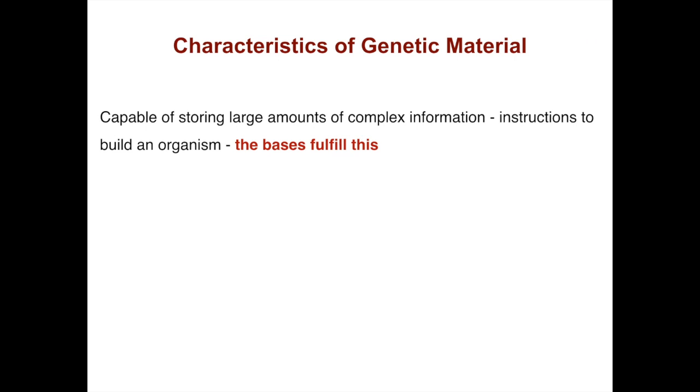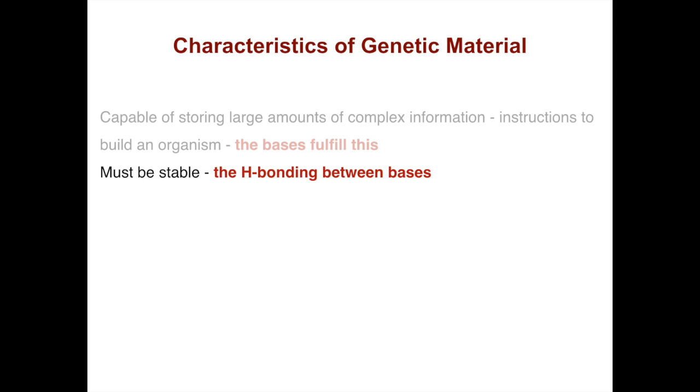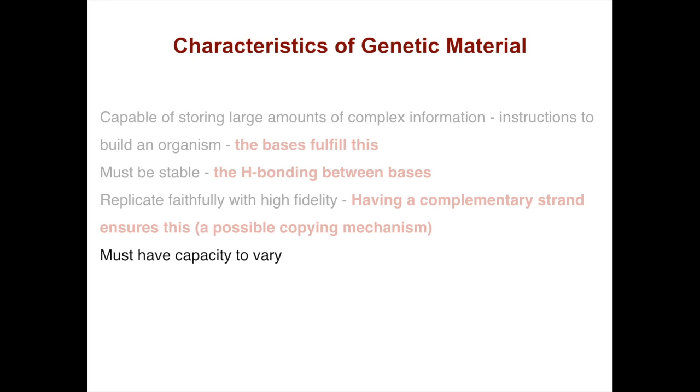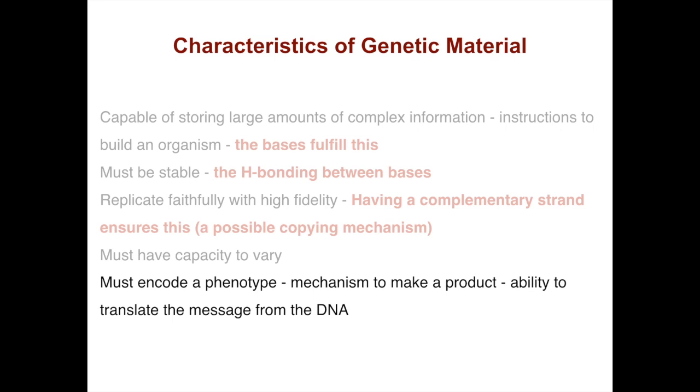So how does DNA fulfill all the characteristics of being the genetic material? It's capable of storing large amounts of complex information, the instructions to build an organism. The bases fulfill this role. It must be stable. There's hydrogen bonding between the bases. And it can replicate faithfully with high fidelity because it has a complementary strand that ensures this. So you basically have two copies of the sequence in a way. It has the capacity to vary, and this is through mutation, which we can discuss later on in the course.